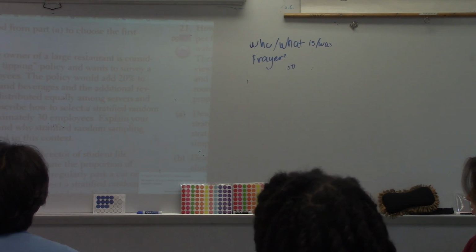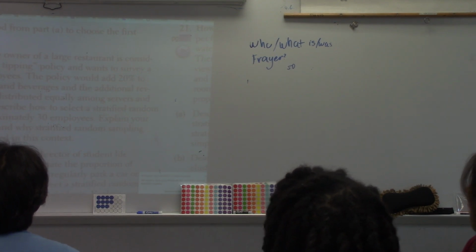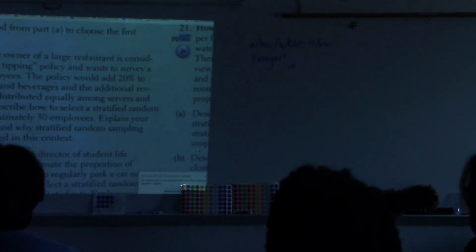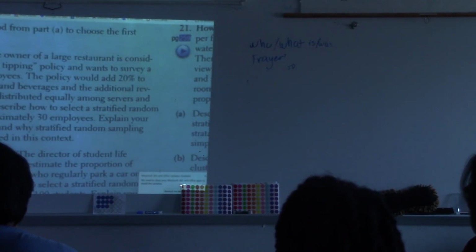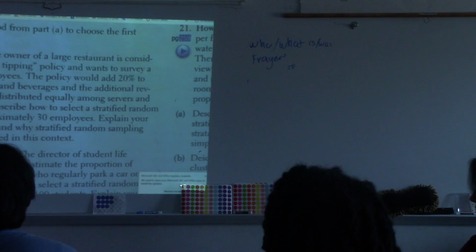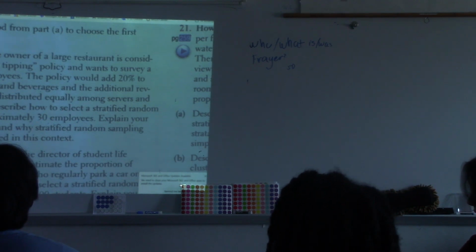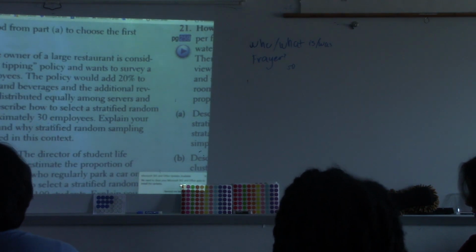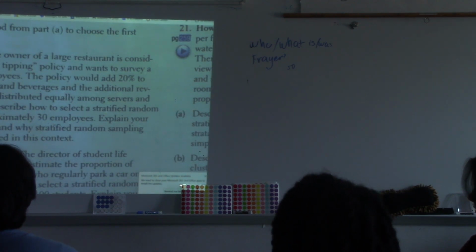Okay, so what strata should we probably consider in the context of that problem? Their job. Okay, so their job. So what would that be then? Kitchen staff and servers. So I would split my groups into kitchen staff and servers because they might differ on how they feel about that tipping policy, right? And then what would we do? Randomly select 15 from each group. So randomly select 15 from each group.